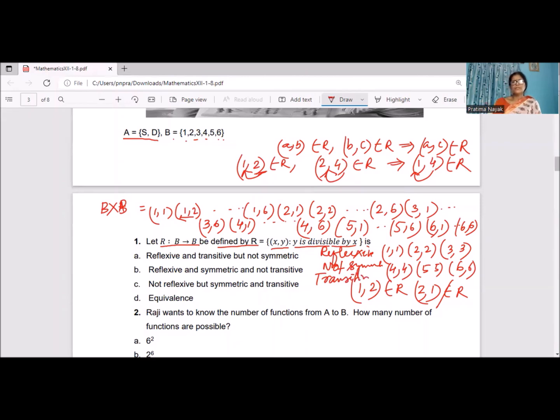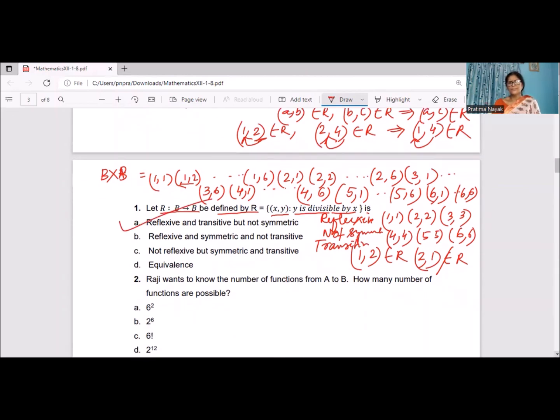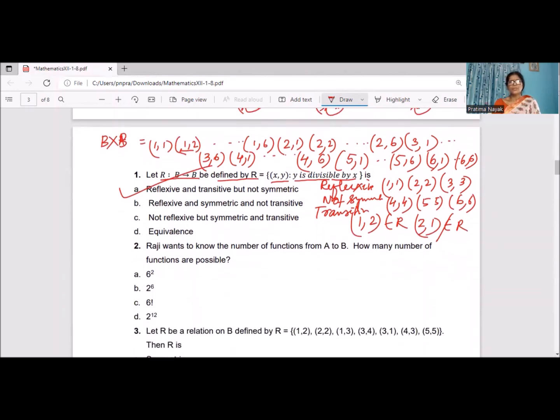So it will be reflexive and transitive but not symmetric. A is correct. Coming to the second one. Raji wants to know the number of functions from A to B.